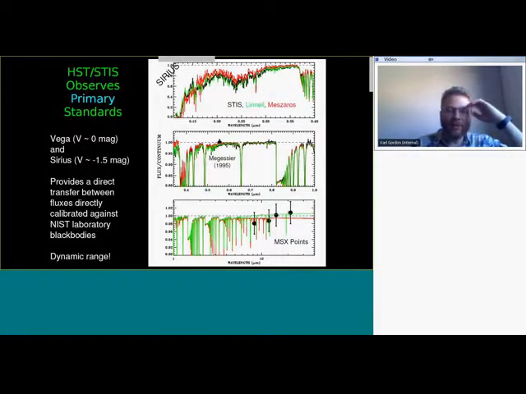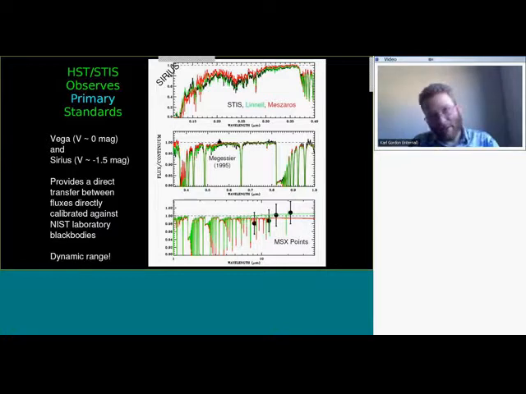Another thing Hubble has done that's somewhat unique: those are the measurements of the 3 white dwarfs, but how do you then transfer those measurements? We still have to transfer them to something like Vega or Sirius, which has been measured on the ground against laboratory black bodies. The ideal way, and what Hubble has been able to do, is to measure Vega and Sirius directly with the same instrument, in this case STIS, the Space Telescope Imaging Spectrograph.